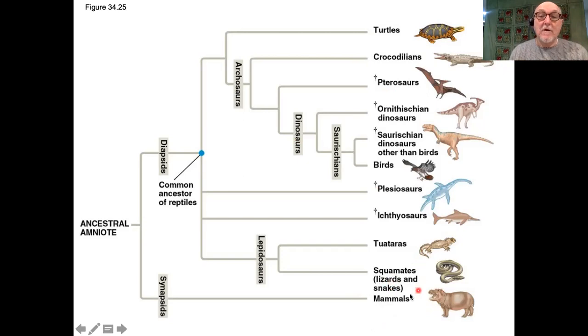And we find all of these different strategies in all of these groups, including the mammals, okay? We need to always keep in mind that we are amniotes. And there's going to be some very good evidence of that when we talk about the mammals themselves.